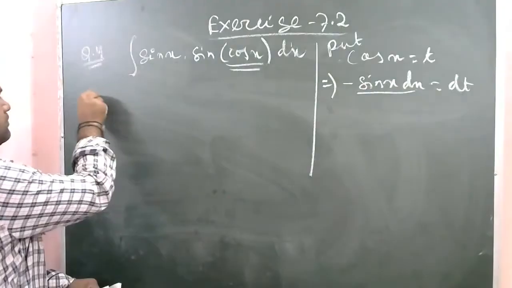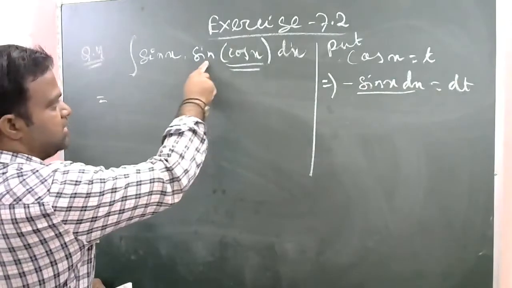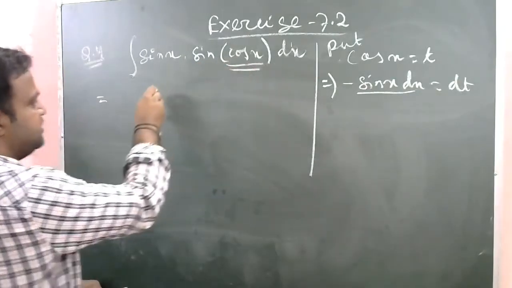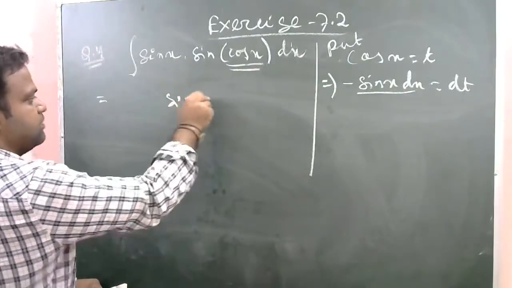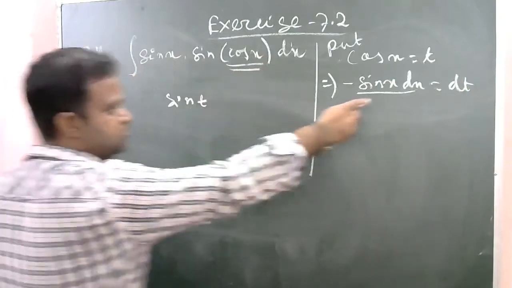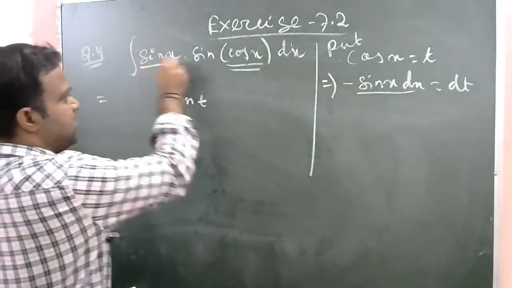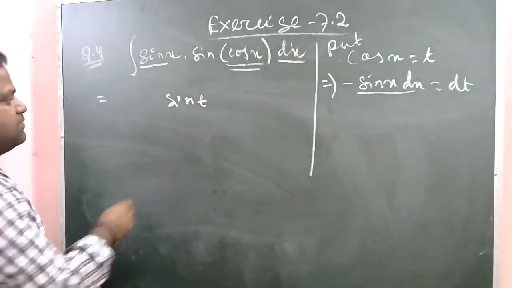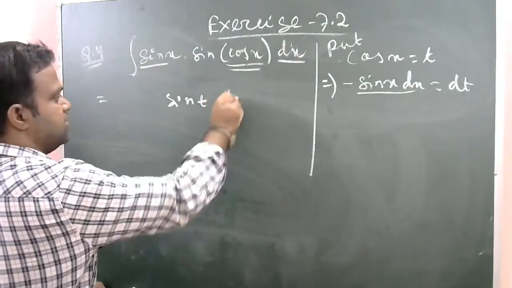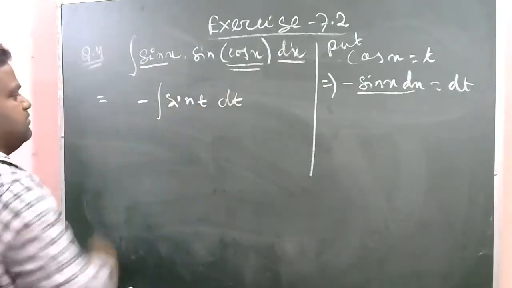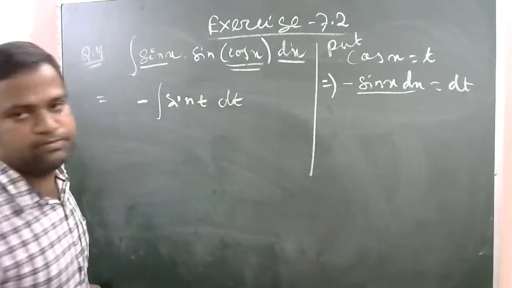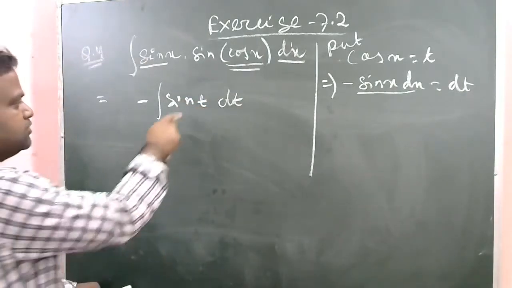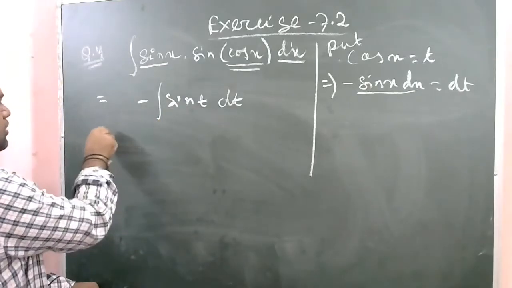So I'll put here. Now you see sine of cos x. So cos x is my t. So I'll write this as sin t. Now sin x dx is my dt. So this one, sin x dx, is minus dt. So I'll write dt and the minus symbol outside. Then now you see how this one converted to a simple function. Now this simple function sine of t, the integration is already known to you.